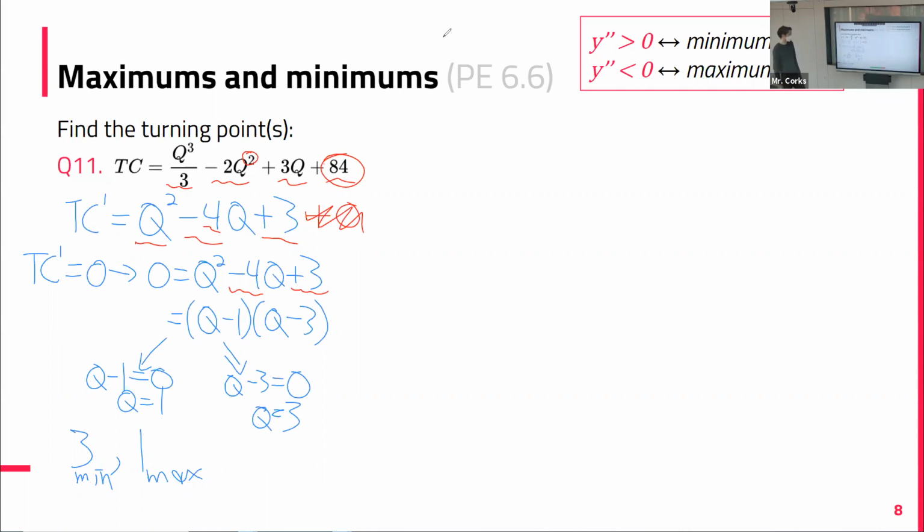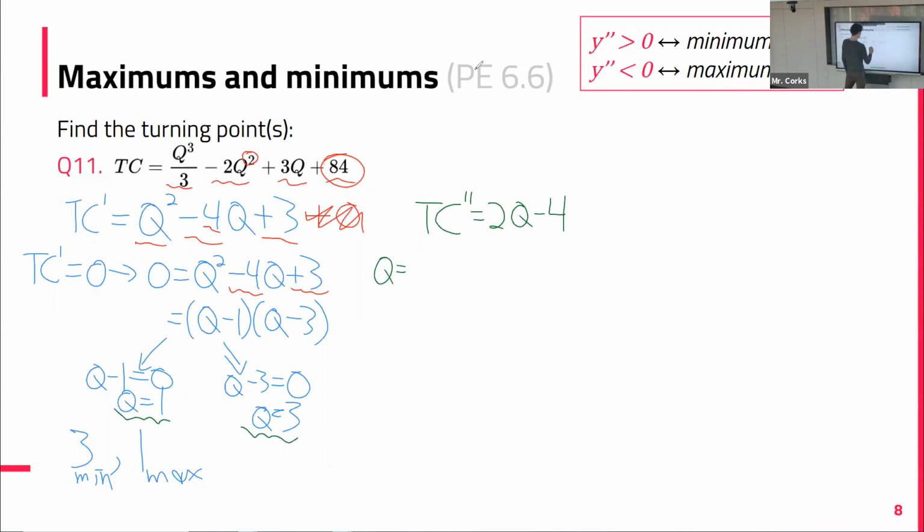So two possibilities. We have two possible turning points, because we can't guarantee for sure that they're turning points, probably, but we need our second derivative test here. So we'll do that. Total cost double prime. What is our second derivative? Okay, 2q minus 4. Pretty simple, a pretty easy function. We can just substitute in these two q values here.